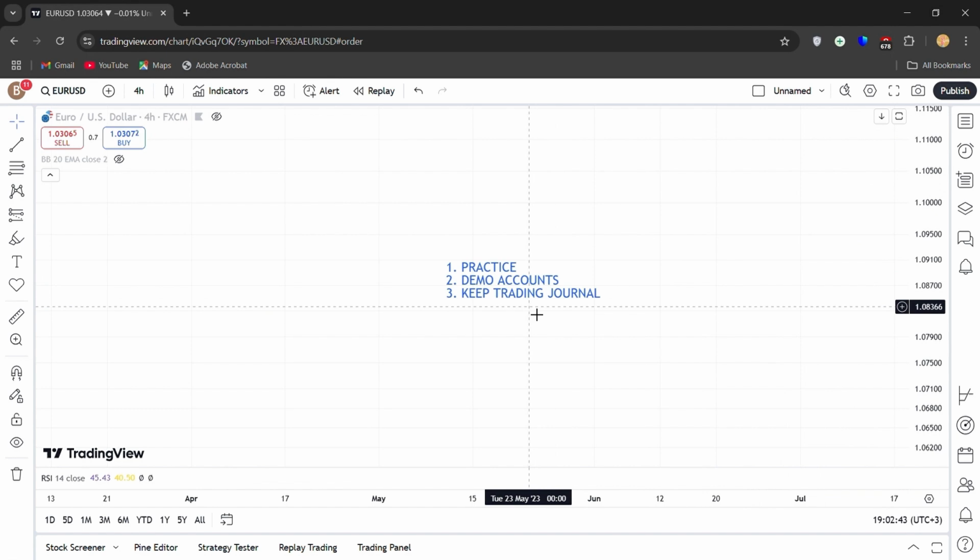So that is it for today. We've covered a lot, from understanding what support and resistance are to identifying and trading them. So I hope you found this helpful and feel more confident about applying these concepts.